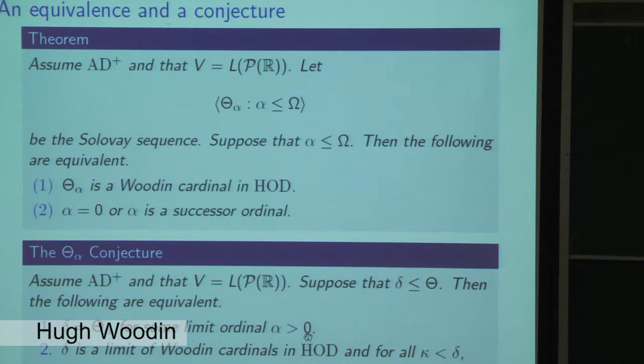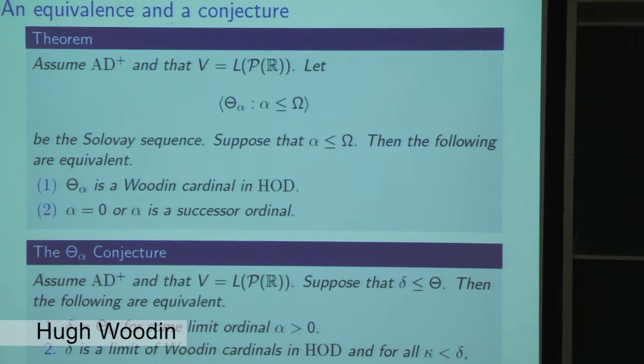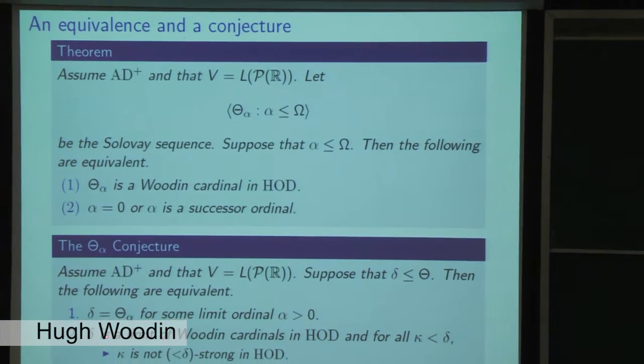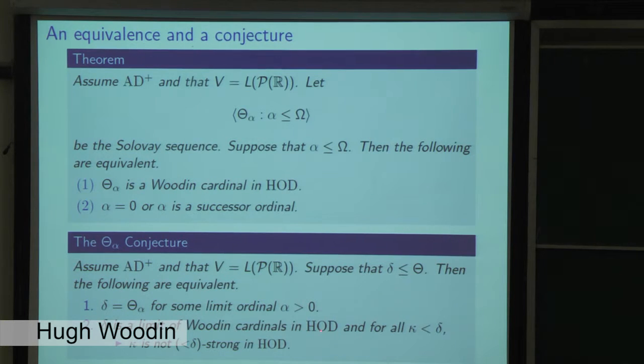So here's the theta alpha conjecture. AD plus V is L of P of R. Suppose you have delta less than theta, and then the following should be equivalent. One, it's a theta alpha for some limit alpha. And two, it's a limit of Woodin cardinals in Hod, and also such that for all kappa less than delta, kappa is not less than delta strong in Hod. So the limit theta alphas are conjectured to be the limits of Woodin cardinals which have no cardinal below that's strong up to that cardinal delta.